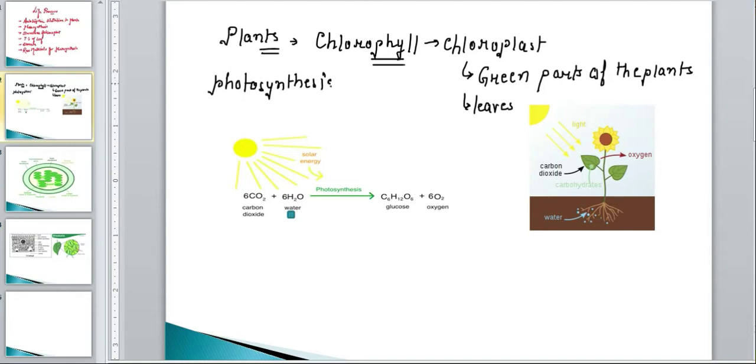Photosynthesis, it is said to be photosynthesis because here the food, the glucose, is formed in the presence of sunlight. Synthesis means the manufacturing. So manufacturing of the food occurs in the presence of sunlight, and that is what photosynthesis is. Here the light energy gets converted into the chemical energy.